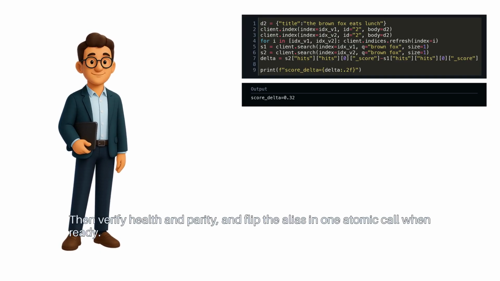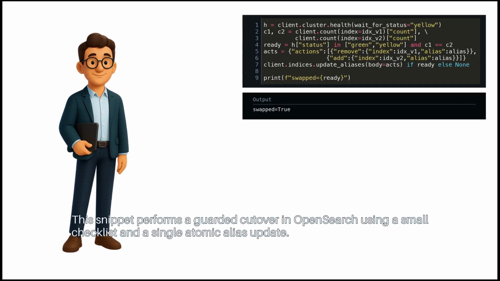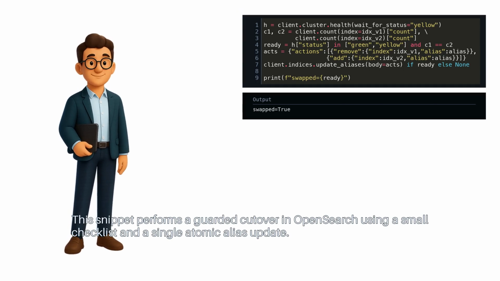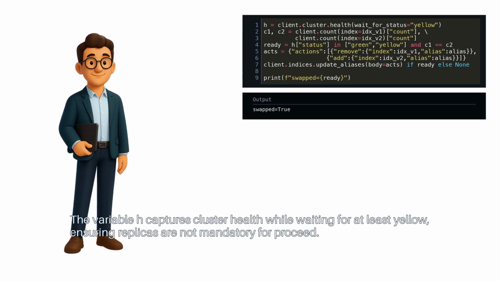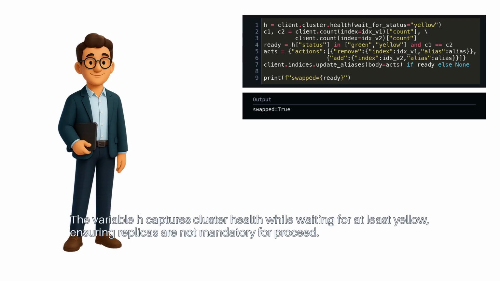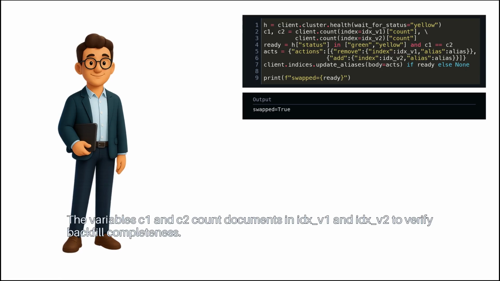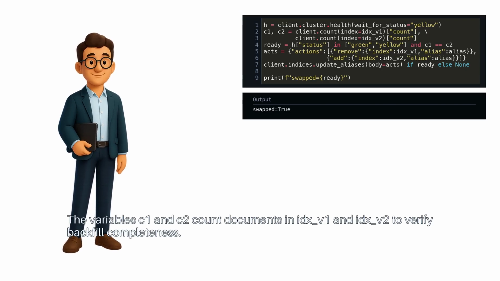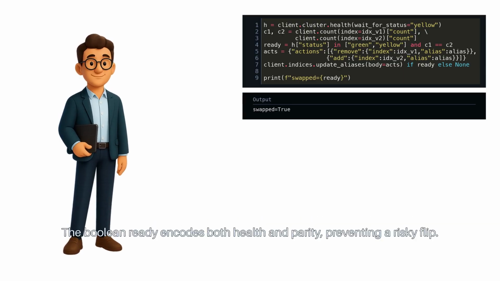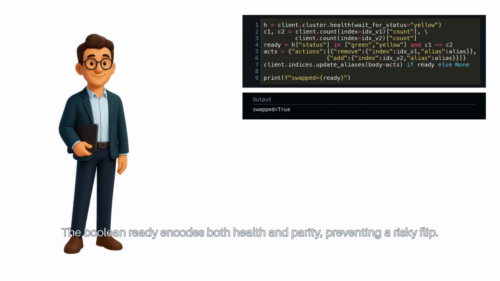Then verify health and parity and flip the alias in one atomic call when ready. This snippet performs a guarded cutover in OpenSearch using a small checklist and a single atomic alias update. The variable h captures cluster health while waiting for at least yellow, ensuring replicas are not mandatory to proceed. The variables C1 and C2 count documents in IDX v1 and IDX v2 to verify backfill completeness. The Boolean ready encodes both health and parity, preventing a risky flip.